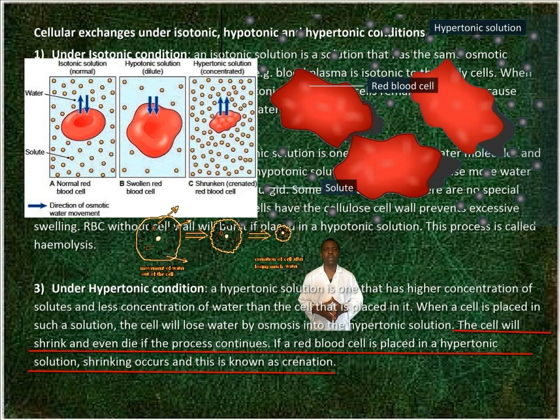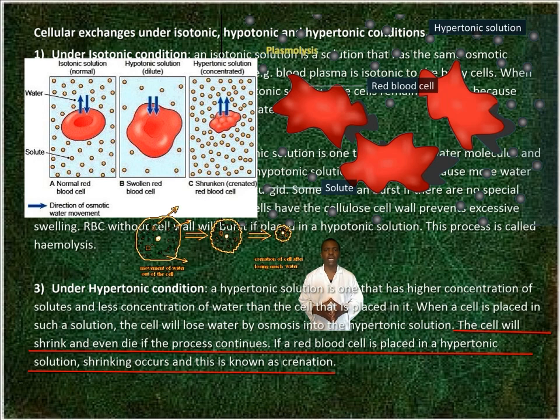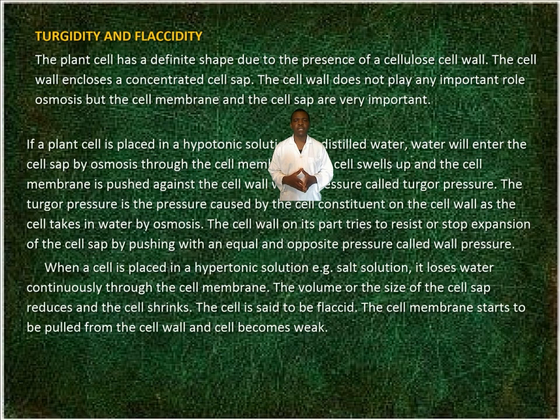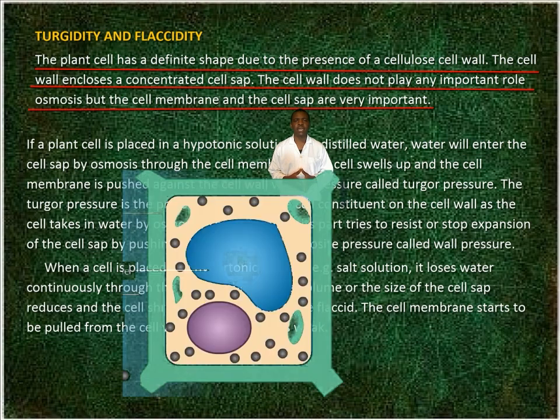If a red blood cell is placed in a hypertonic solution, shrinking occurs, and this is known as crenation. Turgidity and flaccidity. The plant cell has a definite shape due to the presence of a cellulose cell wall. The cell wall encloses a concentrated cell sap.